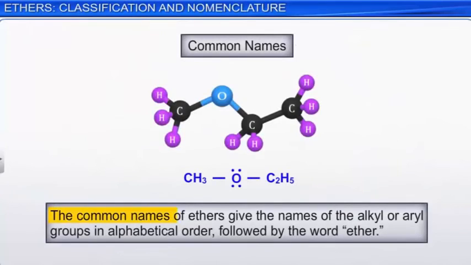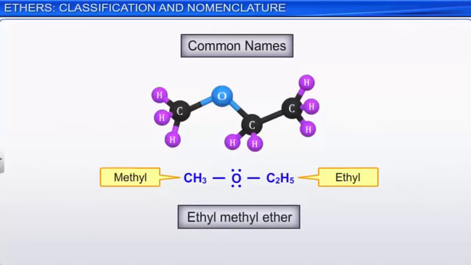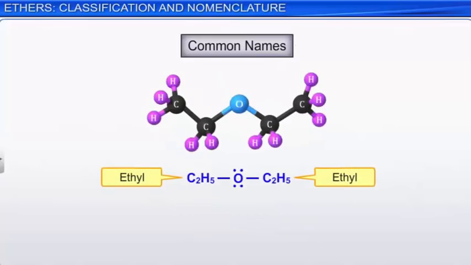The common names of ethers give the names of the alkyl or aryl groups in alphabetical order, followed by the word ether. For example, the common name of the ether shown here is ethyl-methyl ether. If the ether is symmetrical, use the prefix di plus the name of the alkyl group name, and add the word ether at the end. The ether shown here has the common name diethyl ether.